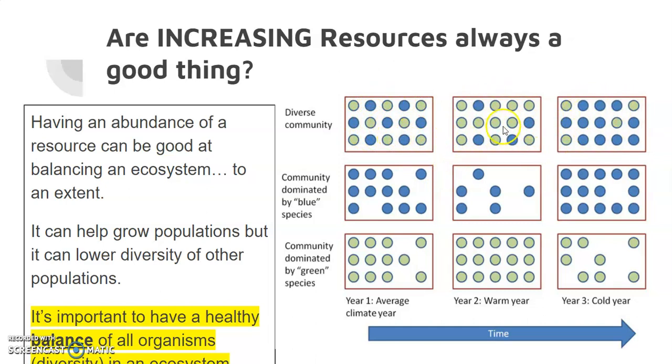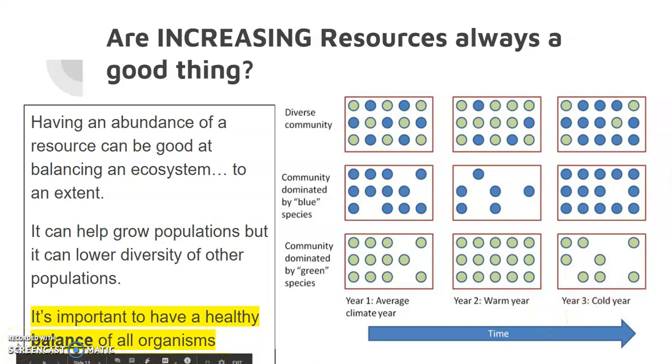Our diverse community is the only one where both of our species will exist throughout all 3 years. It might shift from one to the other, but they are both always present and able to survive. The community dominated by the blue species was very successful in an average year, but when it was warm, our population decreased. When it got cold, they came back and dominated the area again, which is the opposite of the green species. It was able to exist very comfortably in an average year, but then in the warm year, our species was very, very successful. And then in the cold year, they decreased significantly.